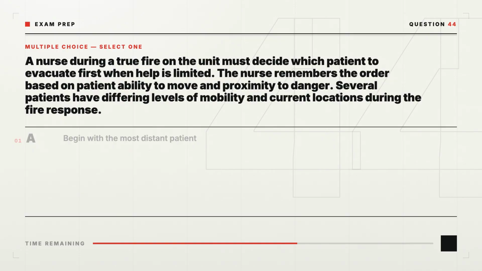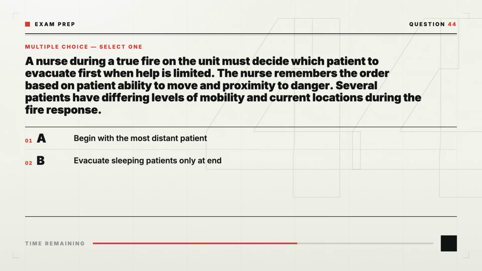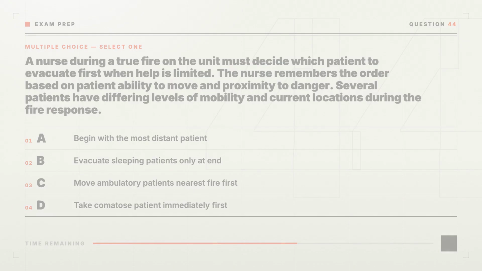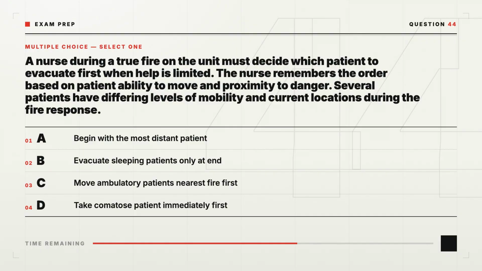Your options are: A. Begin with the most distant patient. B. Evacuate sleeping patients only at end. C. Move ambulatory patients nearest fire first. D. Take comatose patient immediately first. What's your answer? Commit to one before I continue.